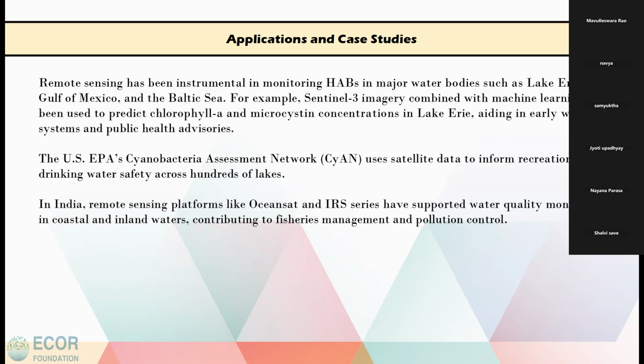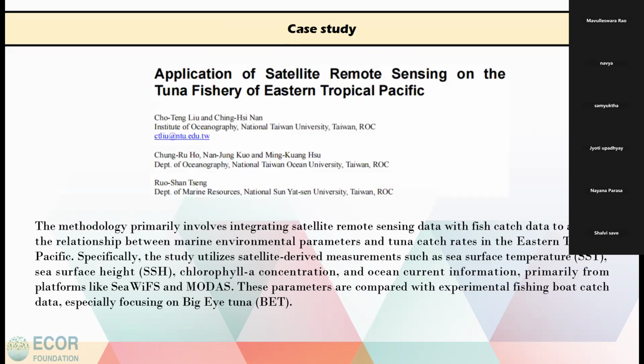And applications, like we can see the US using CyAN, that is the Cyanobacteria Assessment Network, and IRS, that is Indian Remote Sensing Center, is using IRS products for fishery management and pollution control. So this case study shows how satellite data like SST, sea surface height, chlorophyll, and ocean current can predict the tuna catch zone in the eastern tropical Pacific.